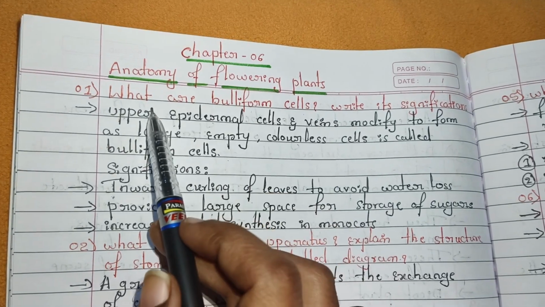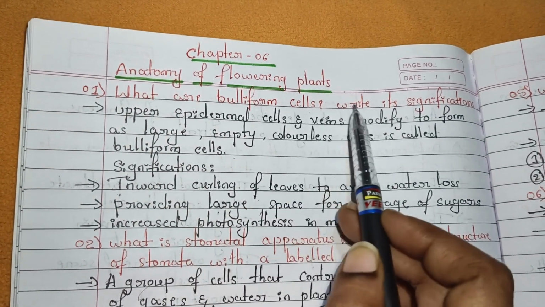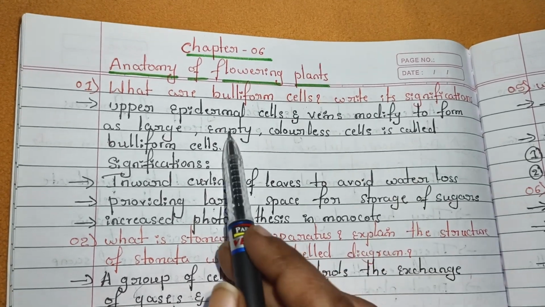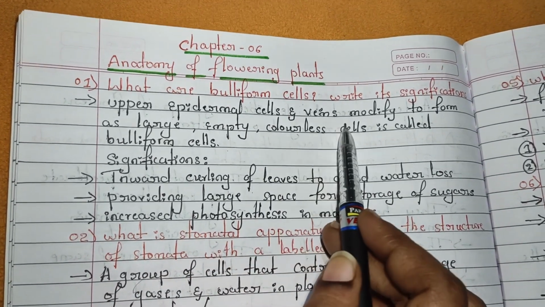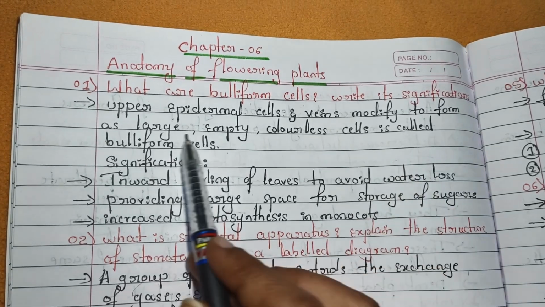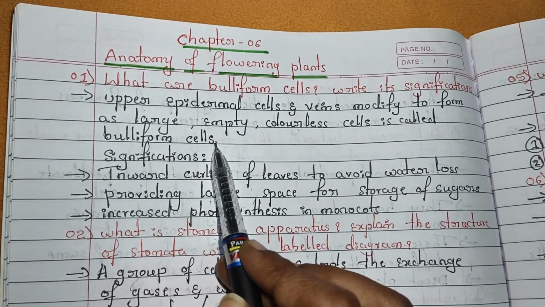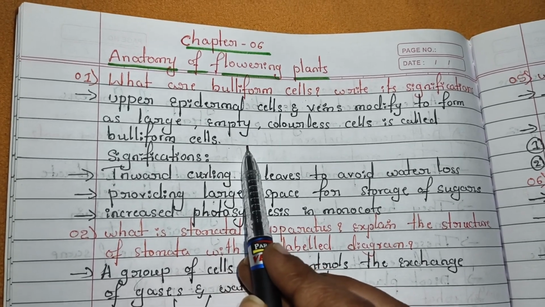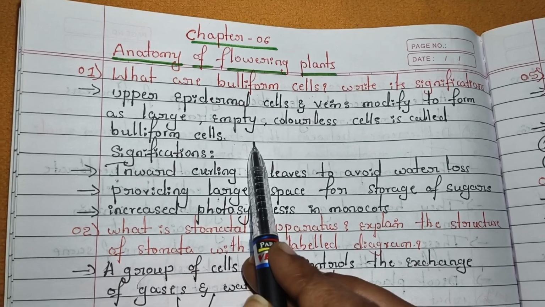From anatomy of flowering plants, the first question is: what are bulliform cells? Write their significance. Bulliform cell definition: the upper epidermal cells along the veins modified to form large, empty, colorless cells are called bulliform cells. Their function is the folding or curling of the leaves, and they remove the excess water.